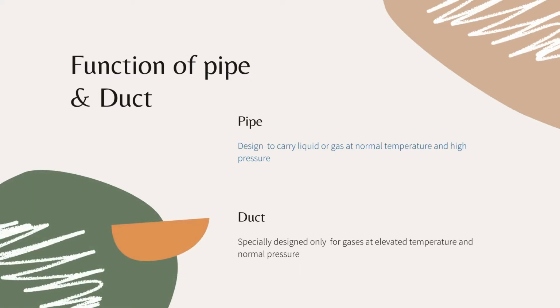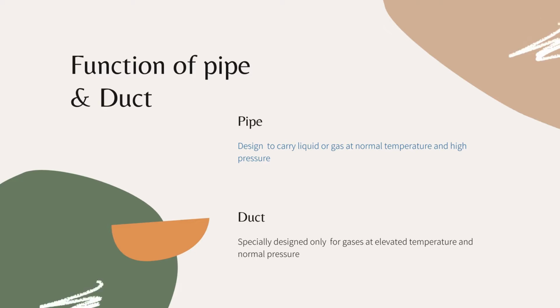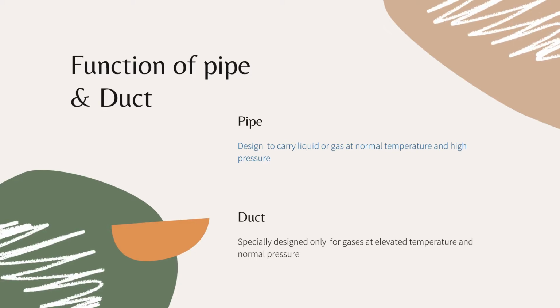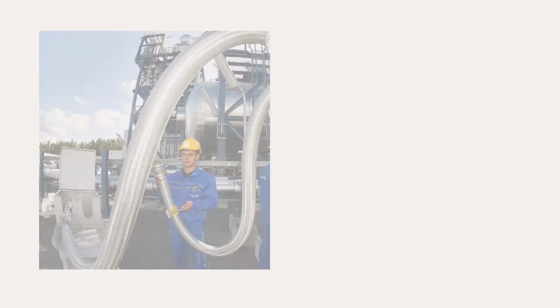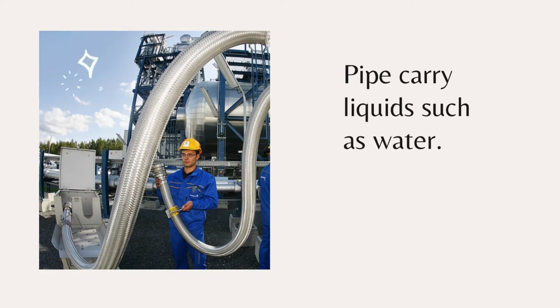Traditionally, pipes are designed to carry liquid or gas at normal temperature and high pressure, but ducts are specially designed only for gases at elevated temperature and normal pressure. Pipes can be used to carry liquids such as water, sewage, gas. They can be seam pipe, sheet metal wrapped on a die and seam-welded, or seamless. They can be used for transporting any entity like water or as a structural element in the construction of civil structures.